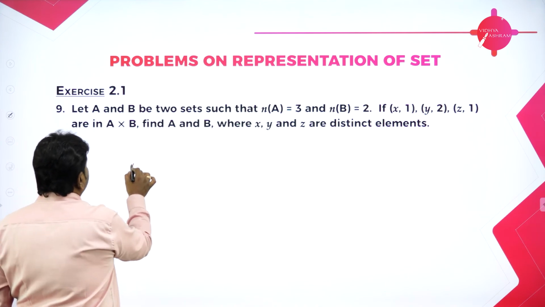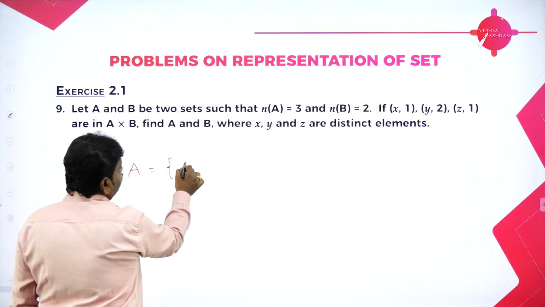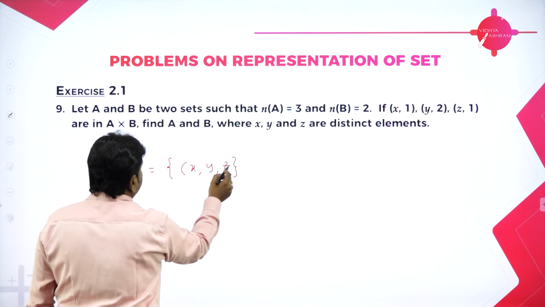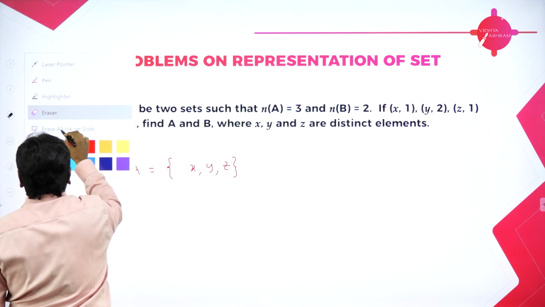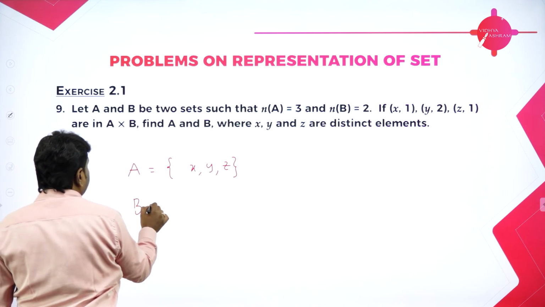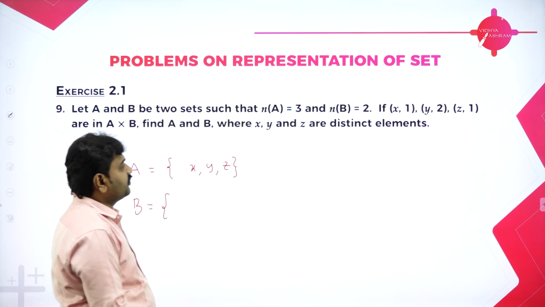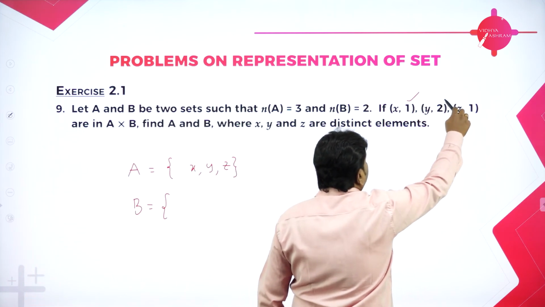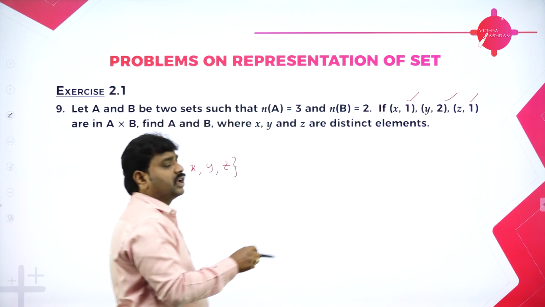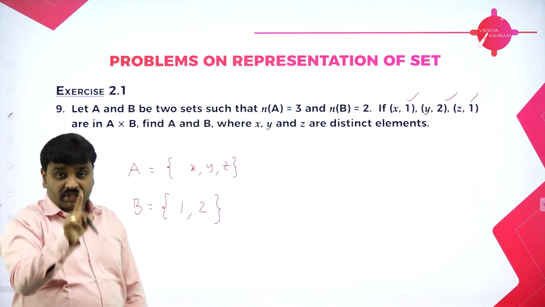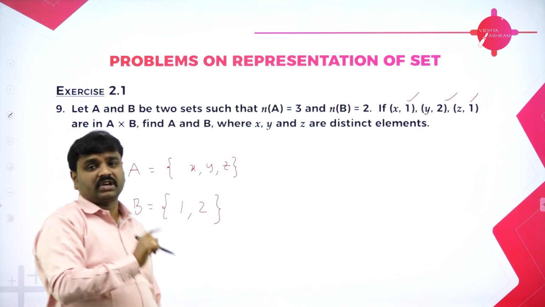So now, set A means what? Set A means the set of first elements of A cross B, that is x, y, z. And set B, what is set B? Since x, y, z are all different, set B means the set of second elements. What are the second elements? 1, 2, 1 are there. So 1, 2. I should not repeat 1. You know a set means it should contain one element only once. We cannot repeat any element.